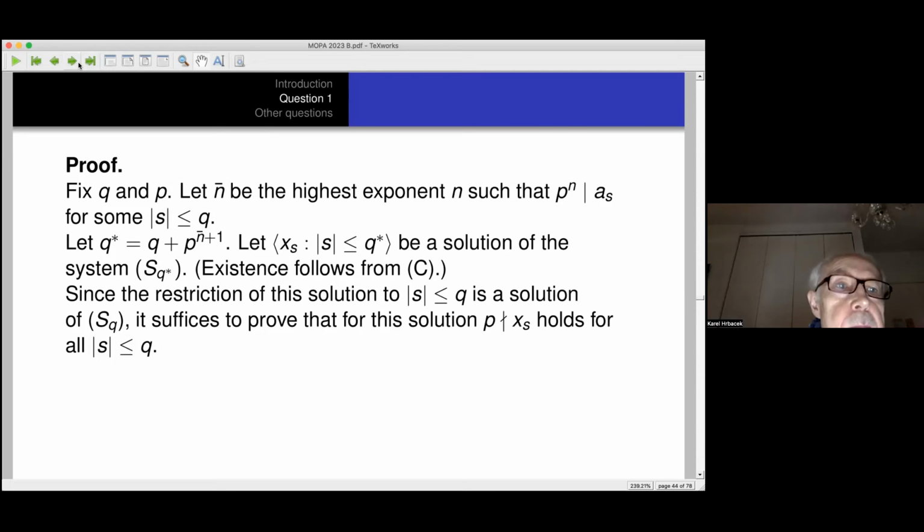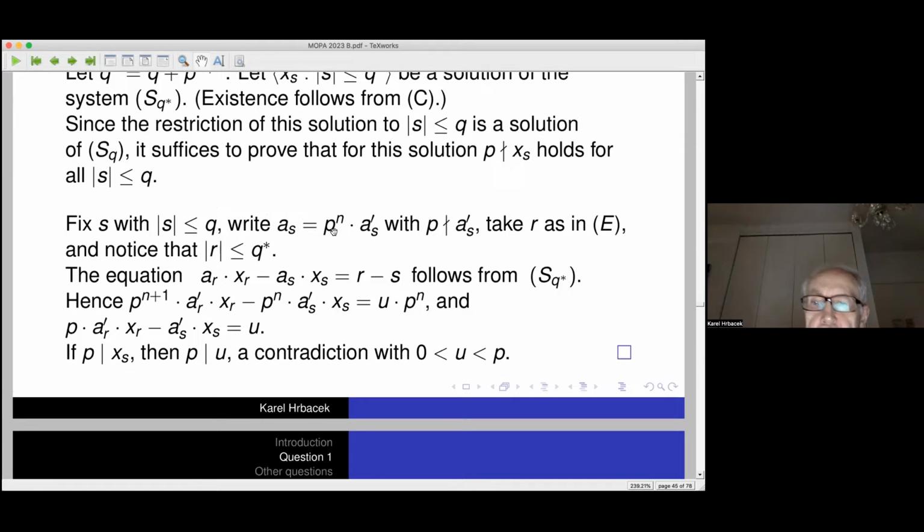Okay, so that's easy. Take some s less or equal q, and write a_s as p^n times a_s', where p does not divide a_s'. Take r as in E, remember what that means. That means that p^(n+1) divides a_r. Right here I'm writing it. Here is a_r. Here is p^(n+1) divides a_r.